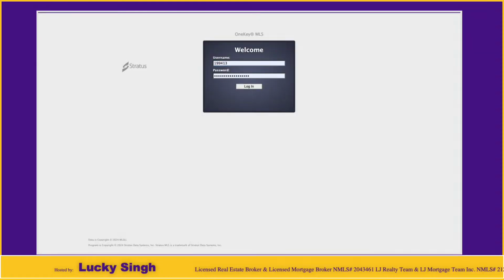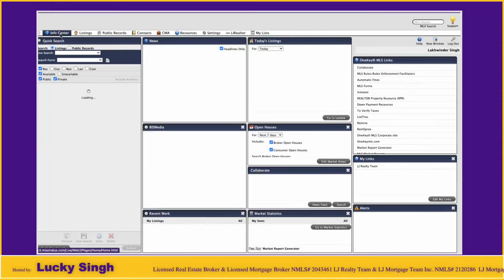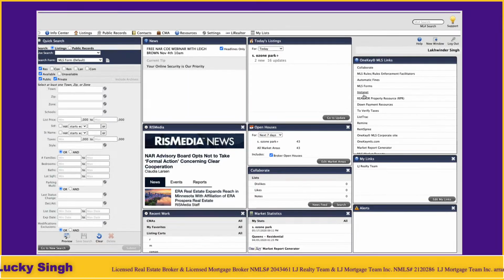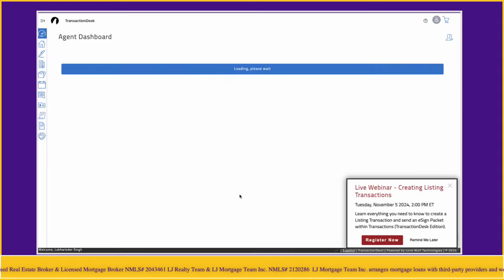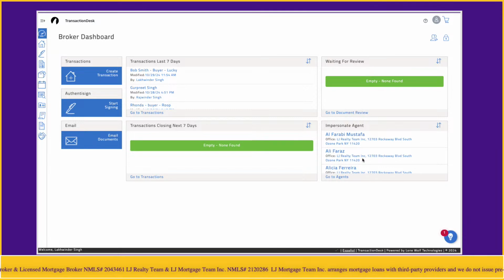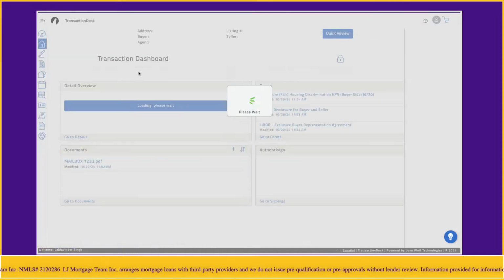Once you're logged in, you can either click on Info Center and click on Instanet, or you can go back and click on Transaction Desk. It will take you to the same page, okay? Because Transaction Desk is directly connected with MLS Stratus. Okay, there's no separate login for this. So you want to go back to your file for Bob Smith.